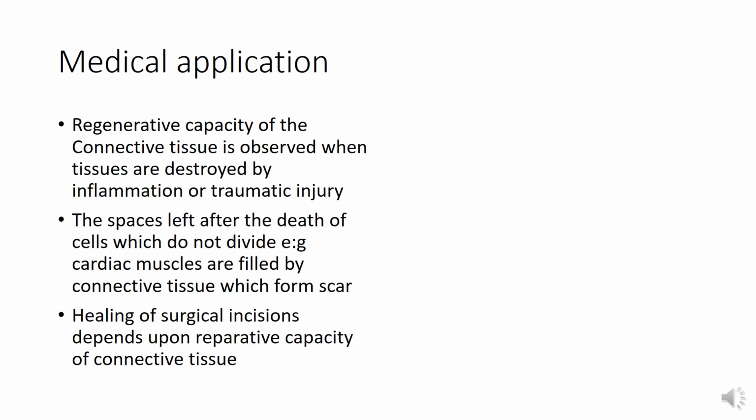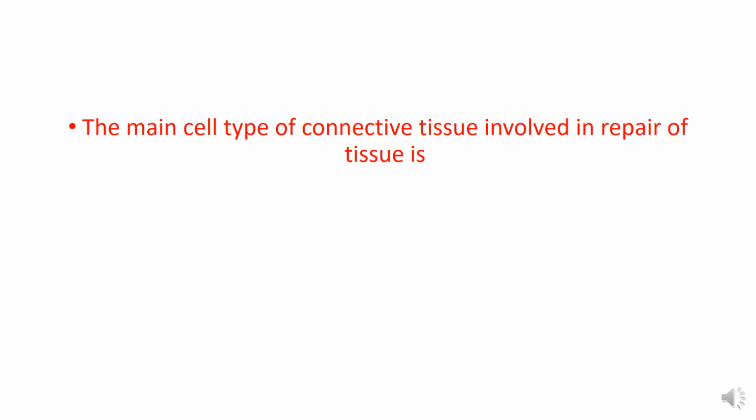The regenerative capacity of connective tissue is observed when the tissues are destroyed by inflammation or traumatic injury. The spaces left after the death of cells which do not divide, for example the cardiac muscles, are filled with connective tissue which forms the scar, and healing of surgical incisions depends upon the reparative capacity of the connective tissue. So this connective tissue repairs the surgical incisions also by scar formation. The main cell type of connective tissue involved in repair is the fibroblast.